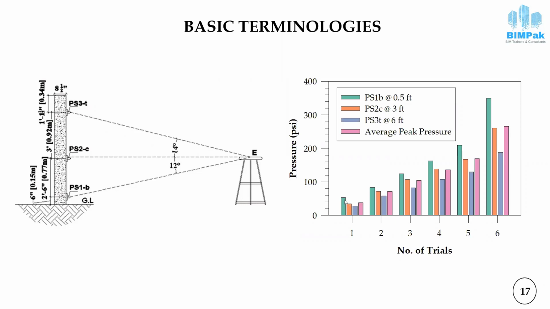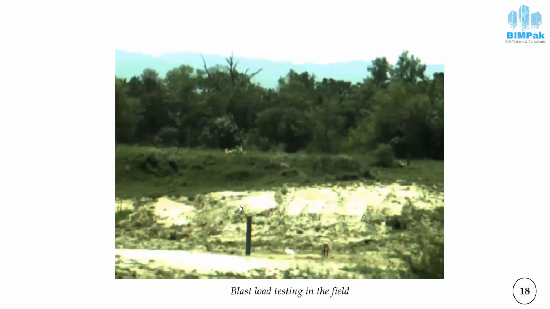So here we can see that maximum pressure has been recorded at the base of the wall. Then the pressure at the center of the wall is less than the base one, and minimum pressure has been recorded by the top sensor. And the reason for this is the constructive interference phenomena. These are some videos, and you can see the shock wave and the fireball as well.